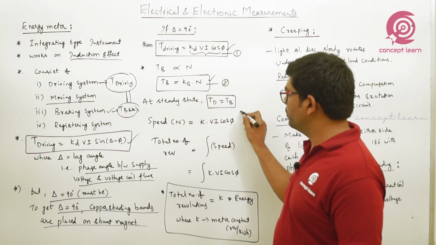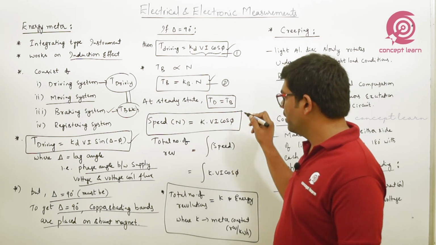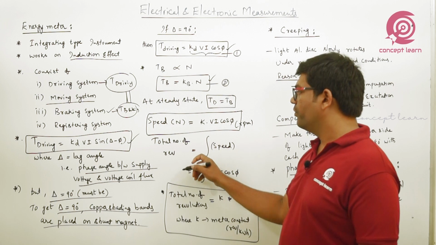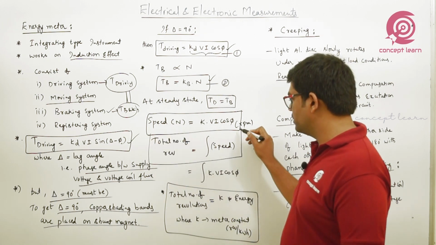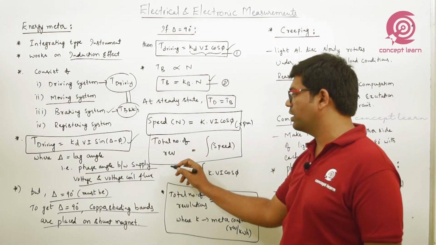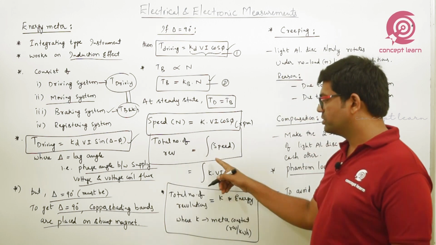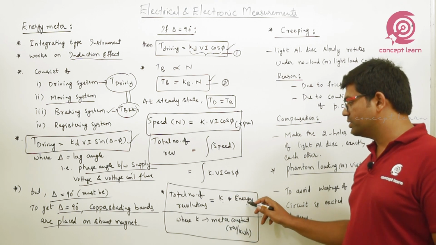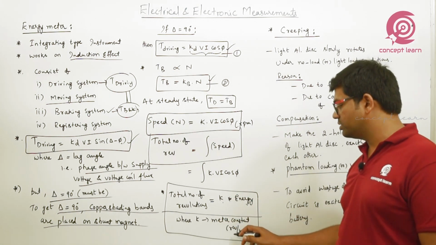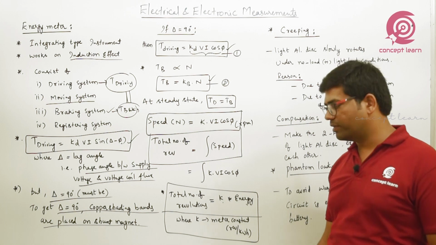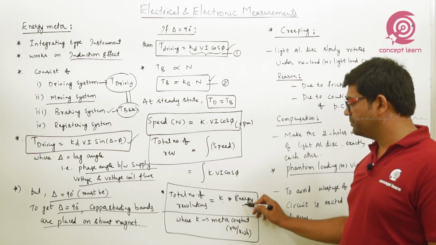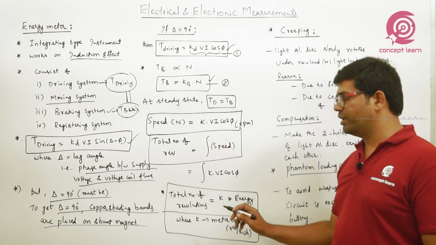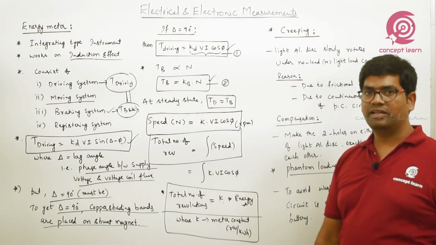Whenever both are equal, you can have an expression for speed. Speed is in RPM or RPS. When you integrate speed with respect to time, we get the total number of revolutions. Simplifying, total number of revolutions is equal to K into energy. K is the meter constant, which is in revolutions per kilowatt hour. So how to measure energy? Energy is equal to the total number of revolutions divided by meter constant K, which gives the measured quantity.